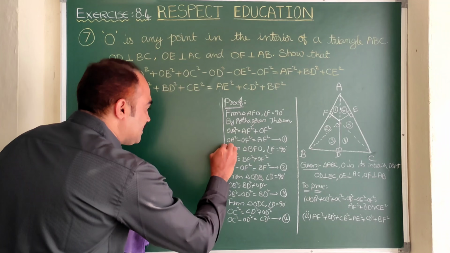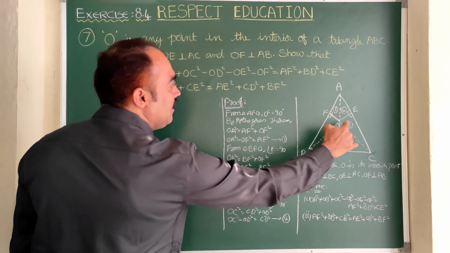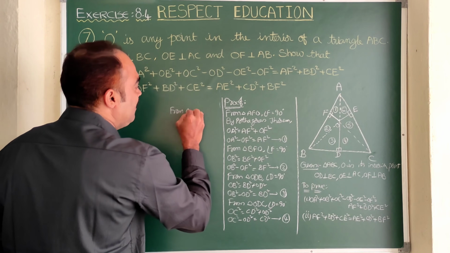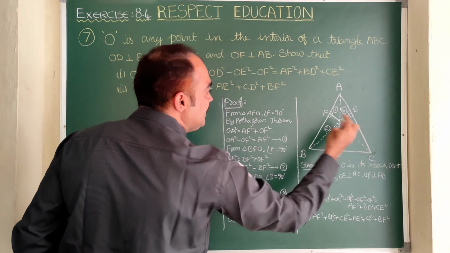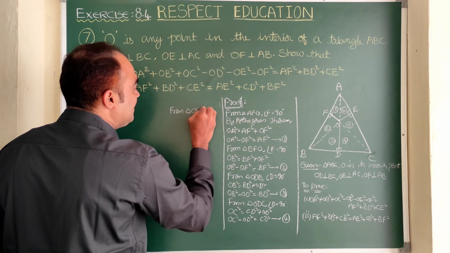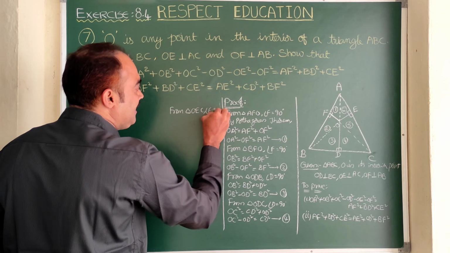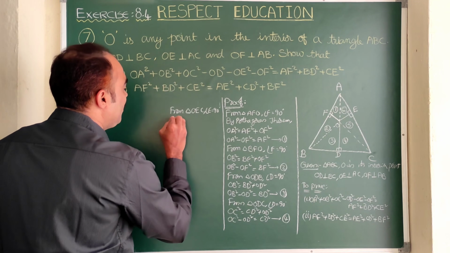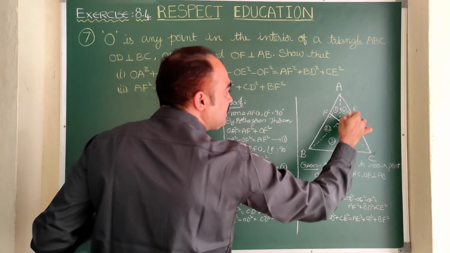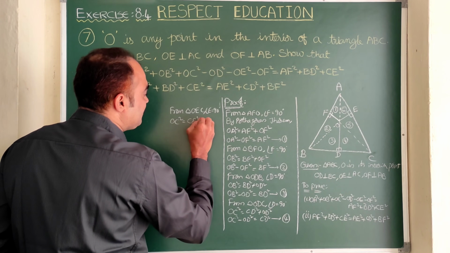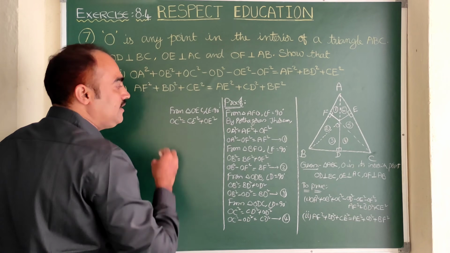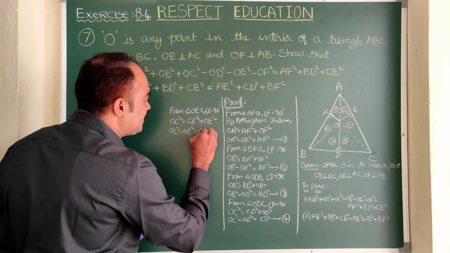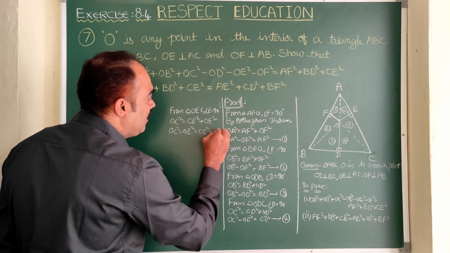And two more equations are there to be prepared. That is, we enter the fifth triangle, OEC, where angle E is equal to 90 degrees. So here this is the hypotenuse. OC square is equal to CE square plus OE square. Let us send OE square this side. So this is OC square minus OE square is equal to CE square. This is equation number 5.